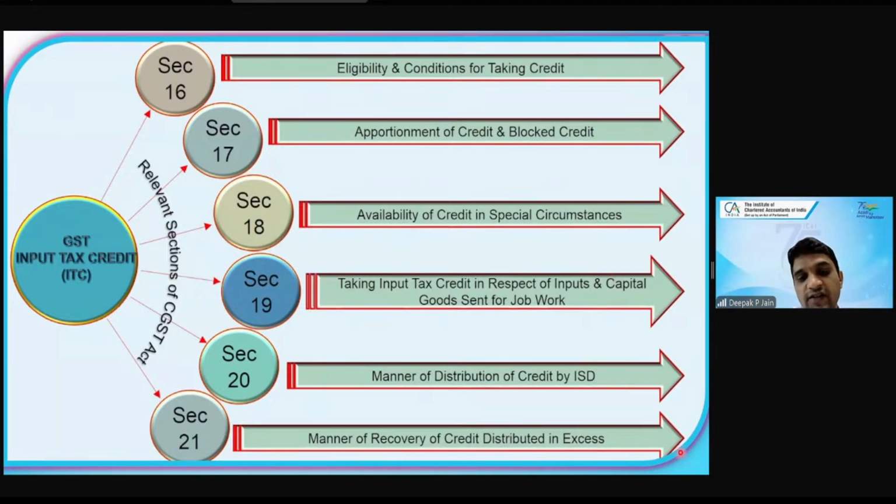The balance three sections are part of the input tax credit chapter, I mean the chapter of the law, not in your chapter. Even under the GST law, we have chapters. Within chapters, we have sections. So all of this falls under the chapter of input tax credit, but we don't have to deal with all of it. We have to deal with only section 16, 17, and 18.